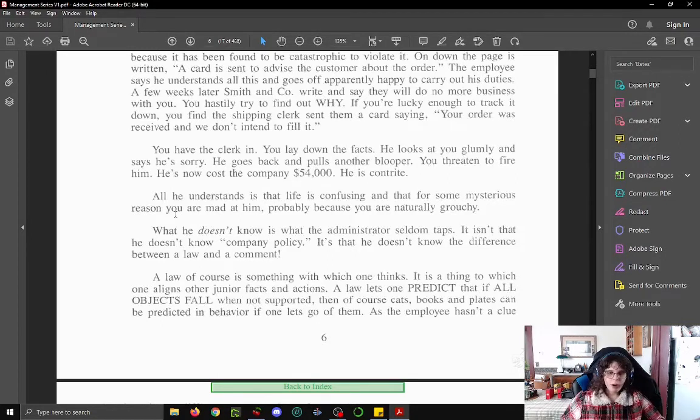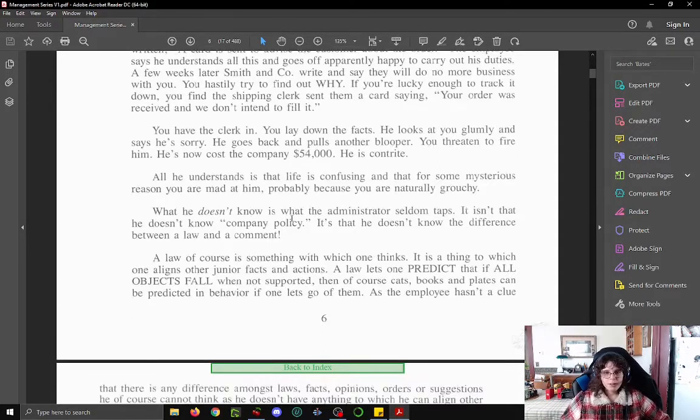He would understand why you're mad at him if he did something that was wrong. What he doesn't know is what the administrator seldom taps. It isn't that he doesn't know company policy. It's that he doesn't know the difference between a law and a comment. Most people do.